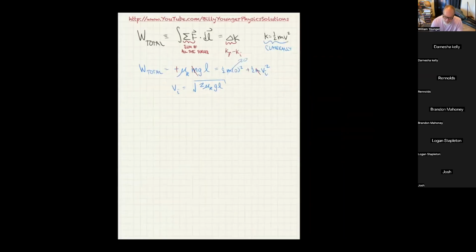So the integral of the sum of all the forces dot dl turns out to be the change in kinetic energy. I define the kinetic energy, and of course final minus initial is what the delta stands for. So in this case, I get negative mu k mgl. In case you're wondering where the negative came from, remember that if the car is going that way, the friction force is going to be pointing this way. Therefore, the angle between the force and the displacement is 180, and the cosine of 180 equals -1. So that's why I get negative mu k times mgl. And again, we are assuming that the normal force is mg.